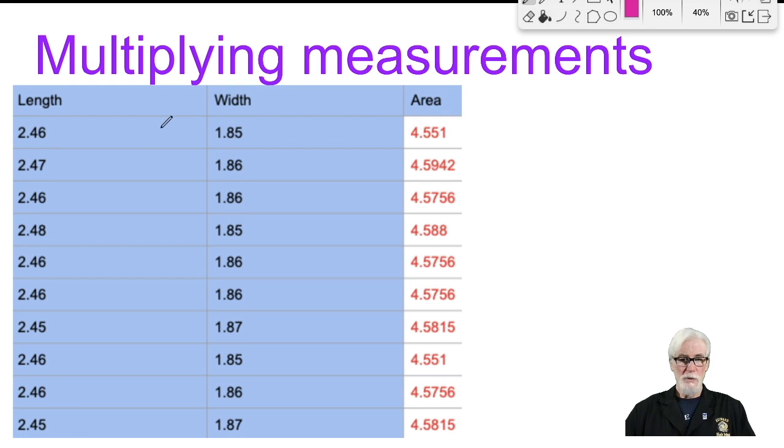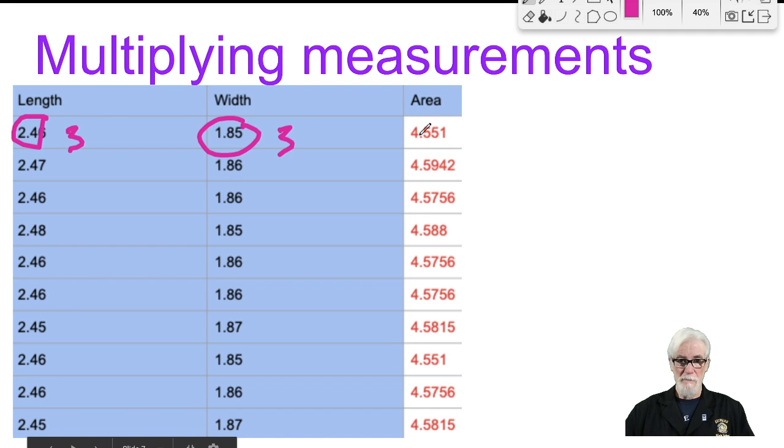This time the length and width was measured with a more precise tool. So we're good to the nearest hundredth here, and that gives us three significant figures. Same thing with the width, three significant figures. Now let's look at the area values that are calculated. What we notice is all of the ones places are the same. It's always a 4. Now we notice that all of the tenths places are the same. It's always a 5. It's when we get to the hundredths place that we start getting variability.